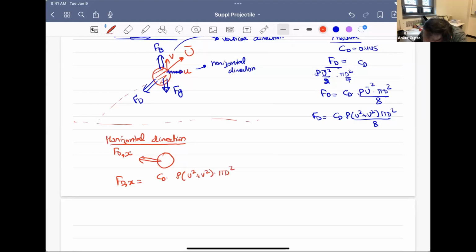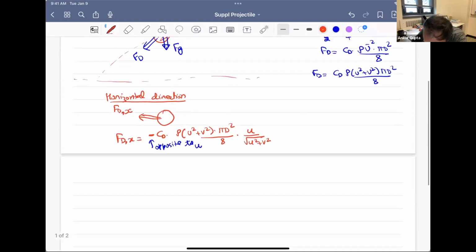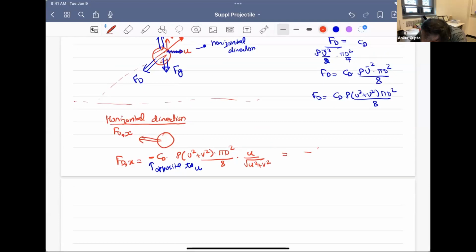Pi d square by 8. What I'm doing here, I'll say u by square root of u square plus v square, and then I'll take a negative sign because it's opposite to u. Okay, opposite to u, which makes sense. It's opposite to velocity. So this gives me FDX is equal to minus CD into rho into pi d square by 8 into square root of u square plus v square times u.